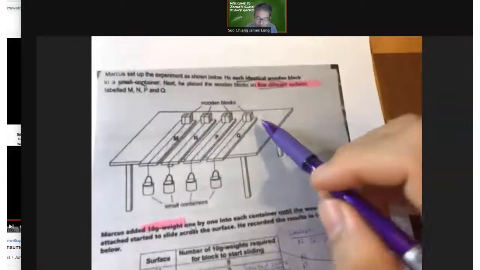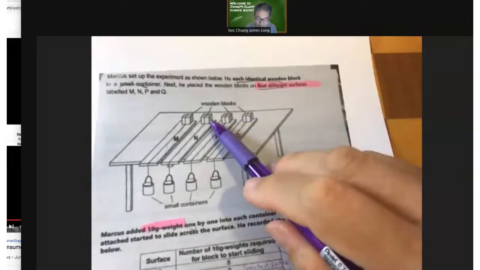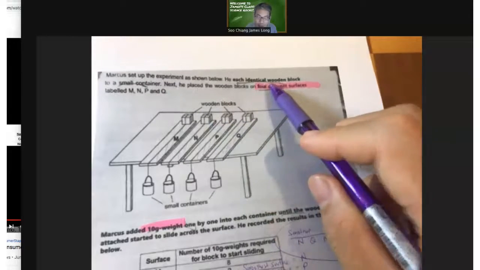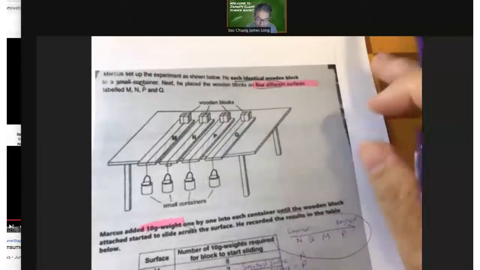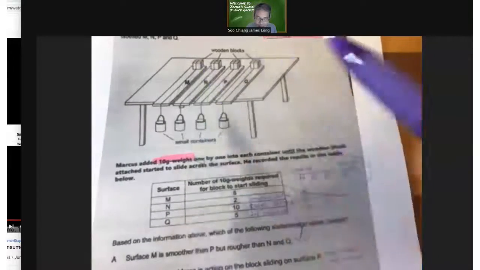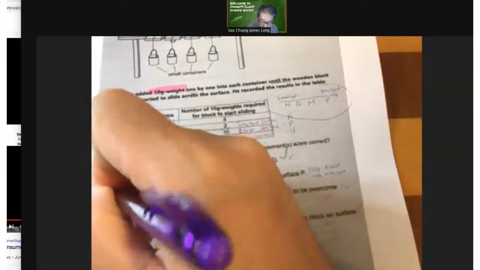Most gravitational force is acting on the block sliding on surface P. That is not true because all these blocks are identical blocks. Right? Identical blocks means that their mass is the same and therefore the amount of gravitational force acting on each of the blocks here is the same. So it is false. So anything with B is wrong. Therefore I know that 2 and 3 is wrong.